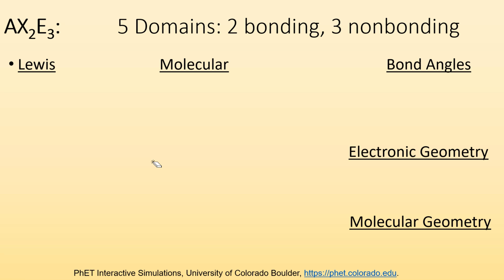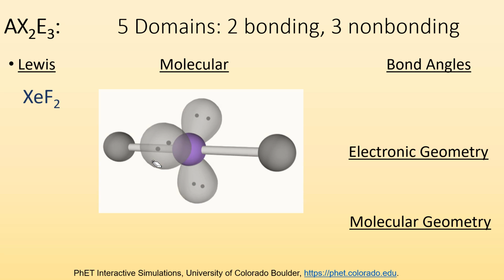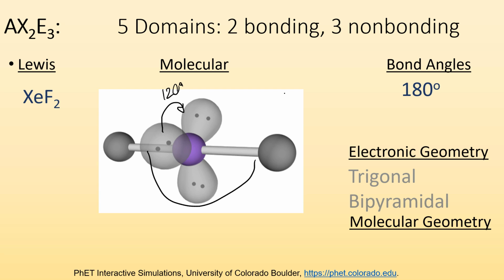Again, 5 domains total, 2 bonding, 3 non-bonding. A Lewis structure example could be XeF2, and the molecule is going to look like this. Again, the electrons go where they have more room, which would be along the equator. If we're describing the bond angles between the atoms, that would be 180 degrees. Electronic geometry is still trigonal bipyramidal because we still have 5 domains, but describing the shape of just the bonded atoms, we'd call that linear.